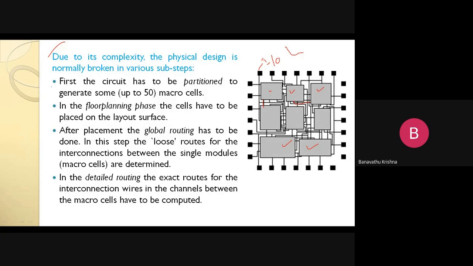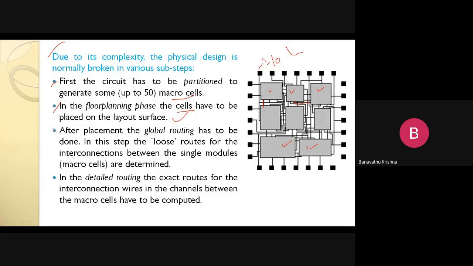And the first point here: first, the circuit diagram is to be partitioned to generate up to 50 macro cells, right? And next, in the floor planning phase, the cells have to be placed on the layout surface, right? Here the cells are nothing but modules. These are the cells that are going to be placed on the layout surface.